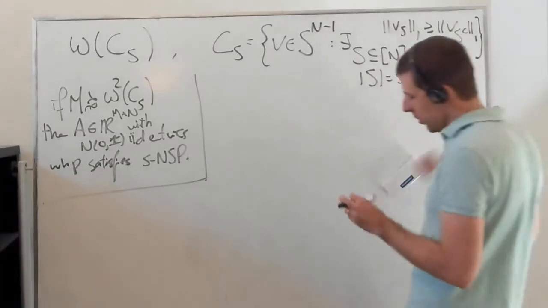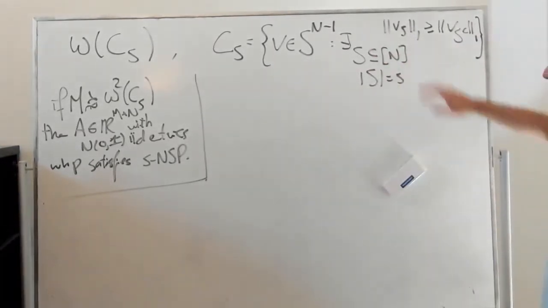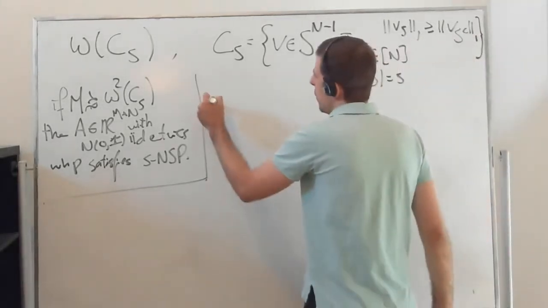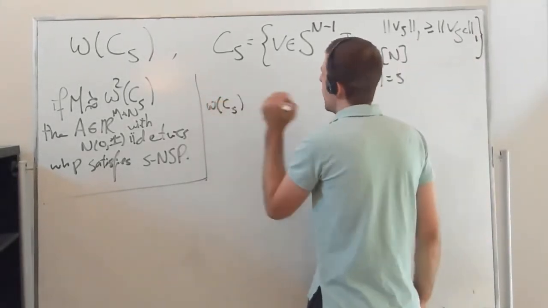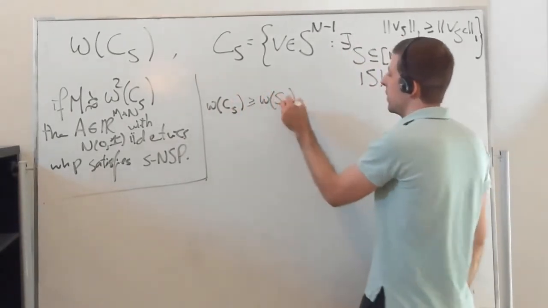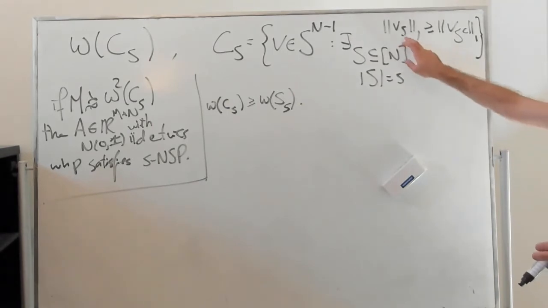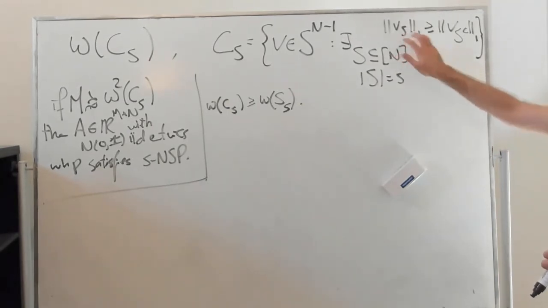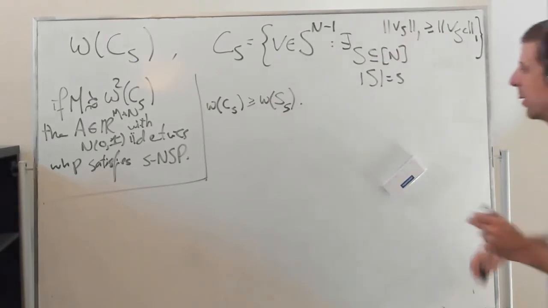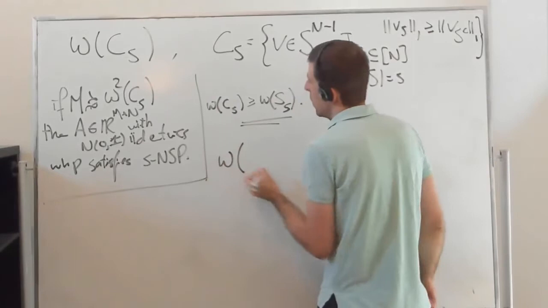Of course, it's worth pointing out that the Gaussian width of this will for sure be bigger than the Gaussian width of sparse vectors, because the set of sparse vectors is contained here. If a vector is sparse, then in particular, if we just pick that to be its support, this is bigger than 0 and this is 0. So that's at least what we know for sure. Okay, but so let's compute this.